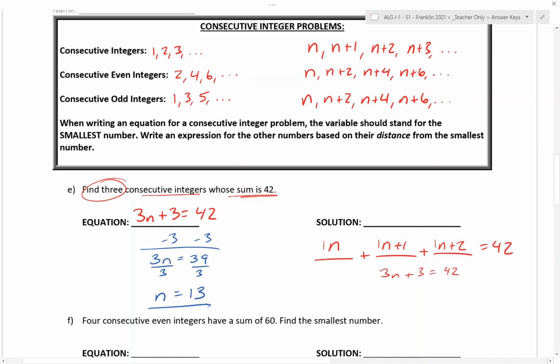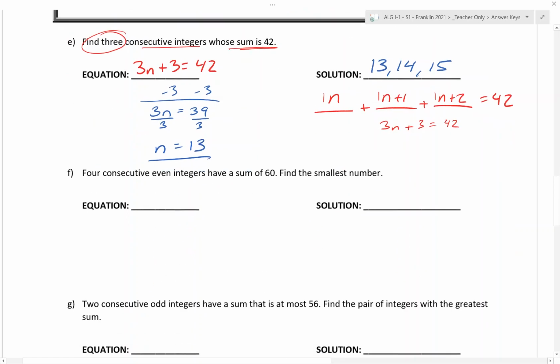Now remember, we have 3 consecutive integers, and we have to find all 3 of them. We found the smallest one is 13, which means the second one is 14, and the third one is 15. Right? And just to remind you, our expressions were n, that's 13, n plus 1, 13 plus 1 is 14, and then n plus 2, 13 plus 2, that's 15. So it all works out.